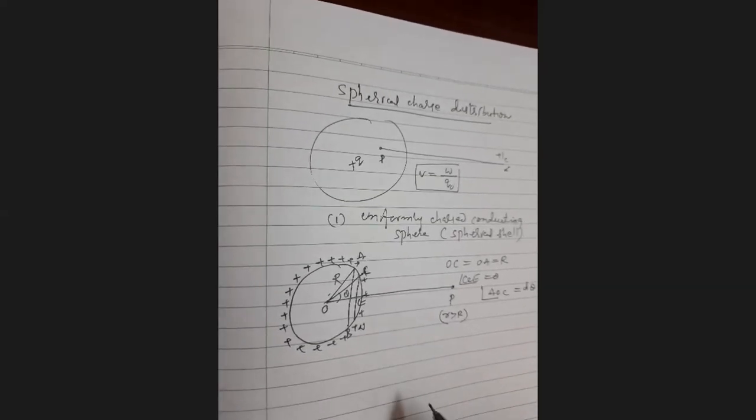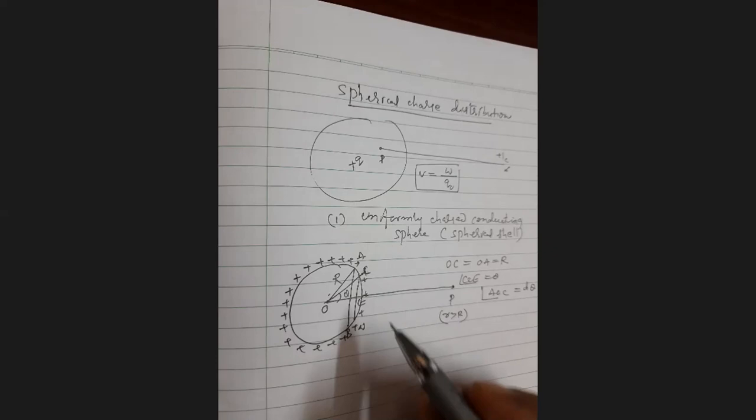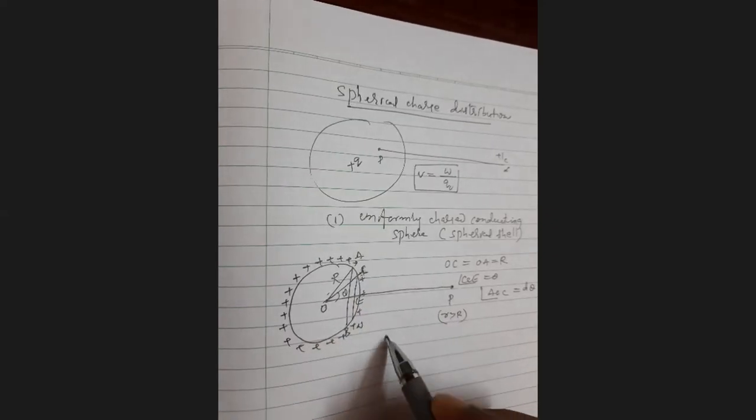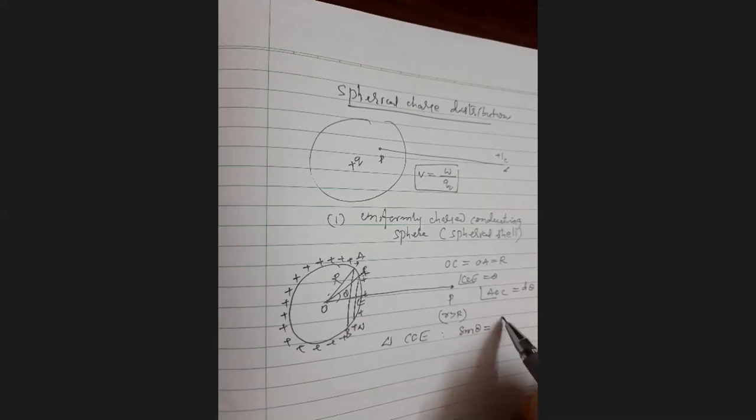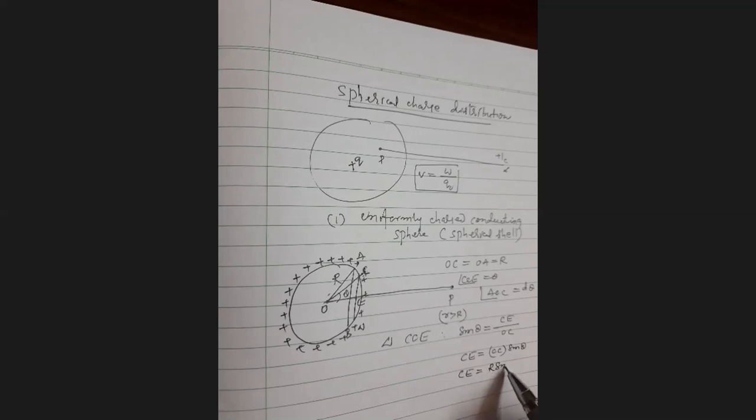Now, in this figure, in triangle COE, consider sine theta. Sine theta equals opposite side CE by hypotenuse OC. From this, CE is equal to OC into sine theta. CE equals the radius of the sphere R sine theta.